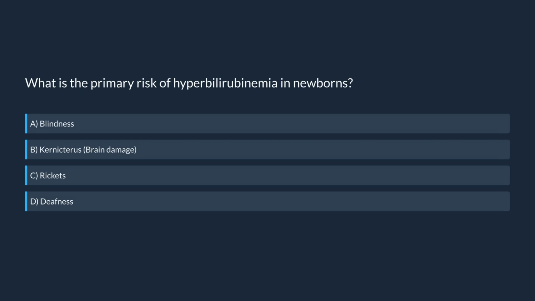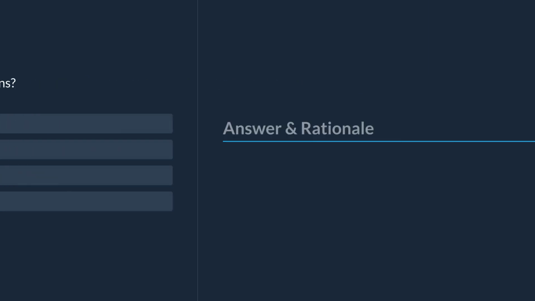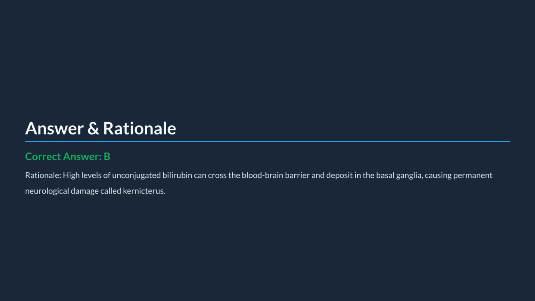What is the primary risk of hyperbilirubinemia in newborns? The correct answer is B. High unconjugated bilirubin levels can cause kernicterus, which is permanent neurological damage.